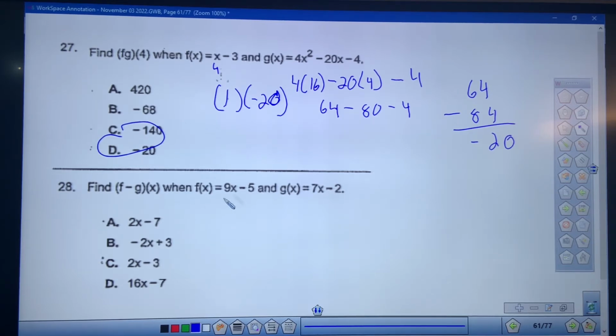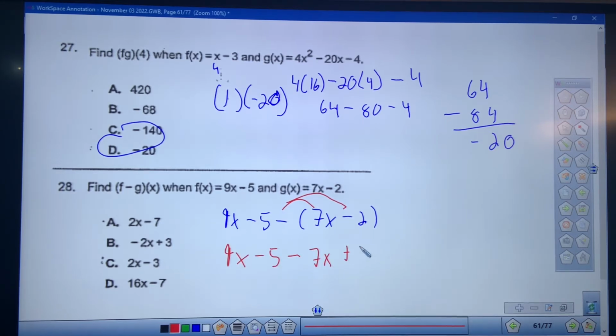This one, there's no arithmetic. You actually have to do the algebra. So I'm going to do f, that's 9x minus 5 minus g. But you have to wrap it if you're subtracting the whole thing, because you have to distribute that negative across that quantity. So that's going to be 9x minus 5 minus 7x plus 2. Combining like terms, that would give me 2x minus 3. Oh, there it is, choice C. 2x minus 3.